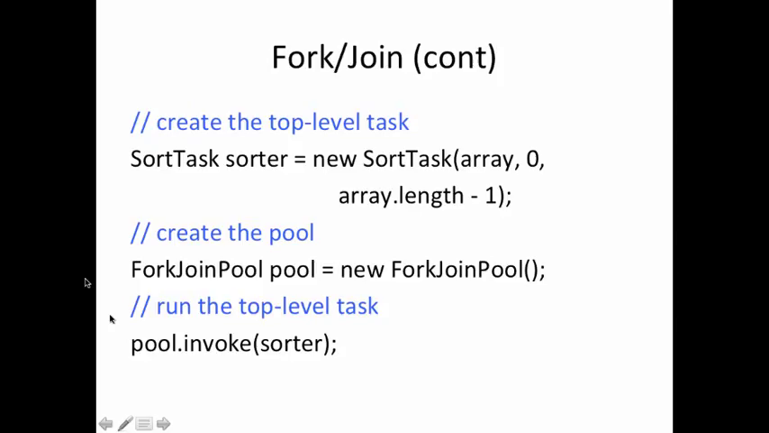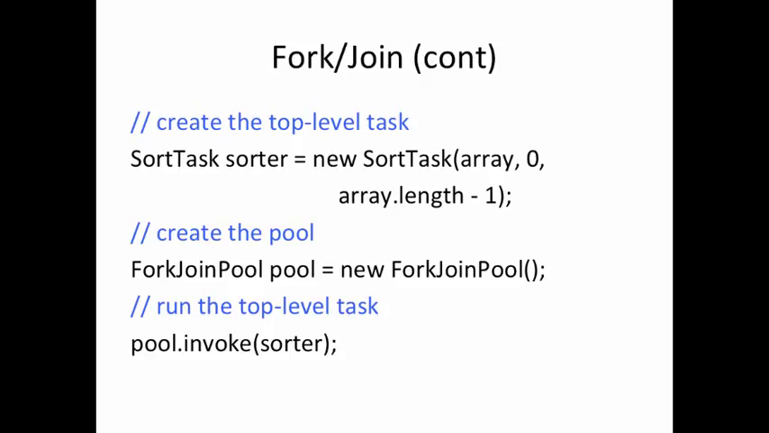Now, in order to run the sort task, here are the final actions. We create the top level task saying we want to sort the array starting from index 0 up to the length of the array minus 1. Then we create a fork join pool, and then we simply call invoke, passing the sorter task as our top level task. Now, the fork join pool by default will create a number of threads equal to the number of processors on our machine. That's why it can take advantage of a multi-core architecture. And it also employs what's called work stealing.